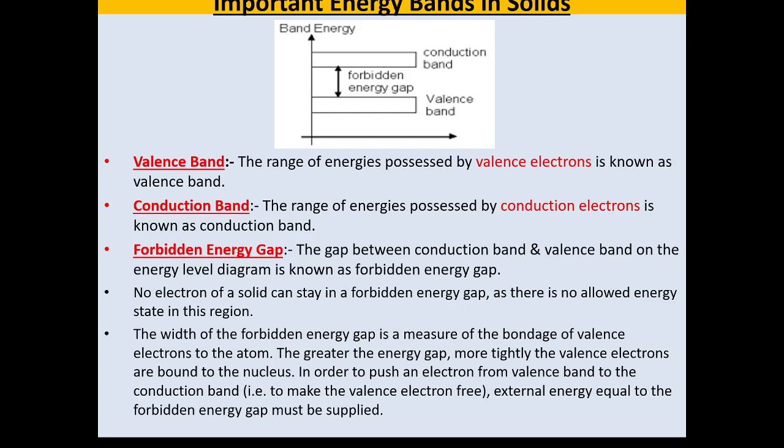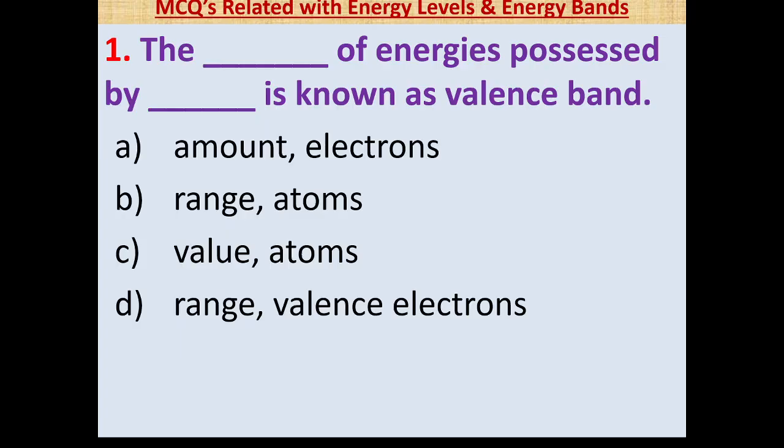So in order to push an electron from the valence band to the conduction band, that is, to make the valence electron free for current conduction, external energy equal to the forbidden energy gap must be supplied. So if this gap is very small, then a small amount of energy has to be supplied. But if this forbidden energy gap is large, then a large amount of energy has to be supplied to the electron in the valence band, and then it will jump from the valence band to the conduction band, that is, it becomes free here. Now let us study MCQs related to energy levels and energy bands.